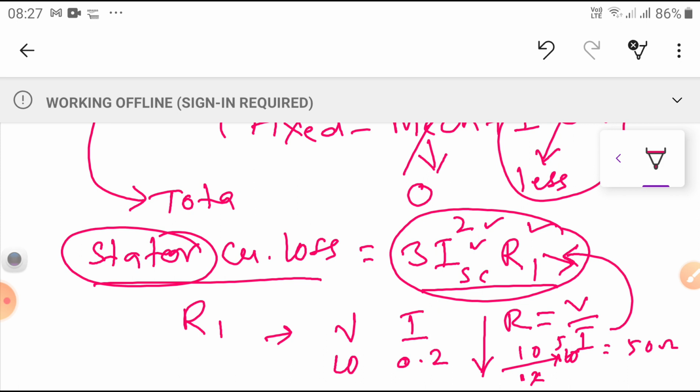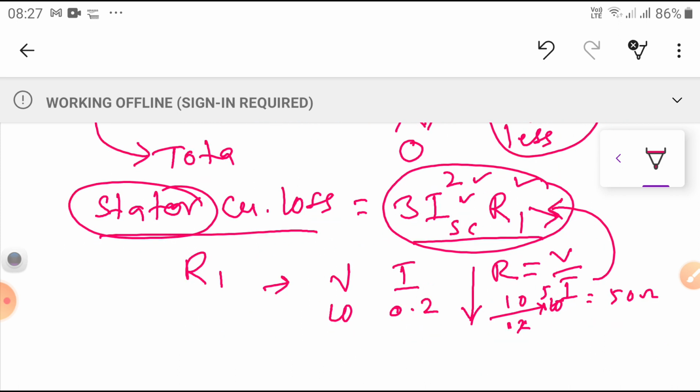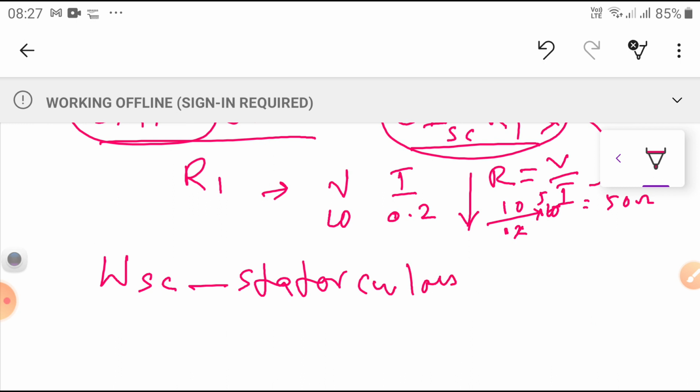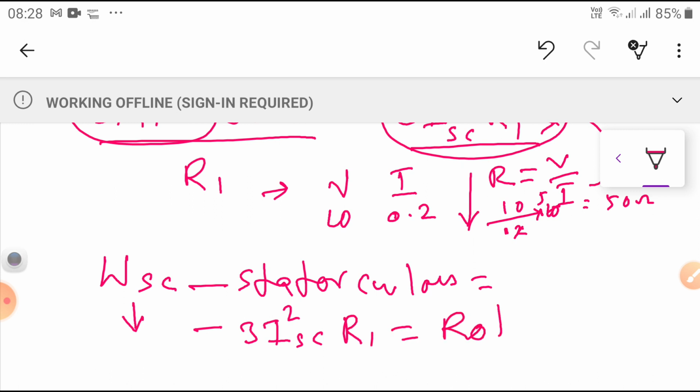Here the stator copper losses, we know that, and from the wattmeter, what is this value? Total copper losses minus stator copper losses. From the meters, the stator copper loss is equal to 3 I square SC R1. I know this, so I am going to get this rotor copper loss.